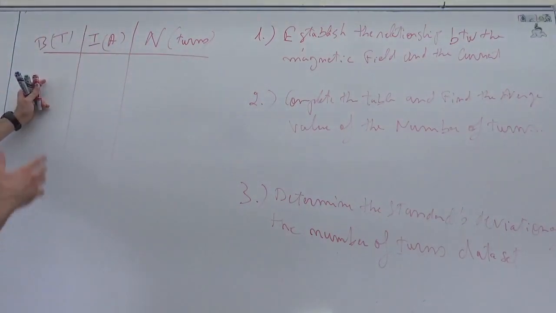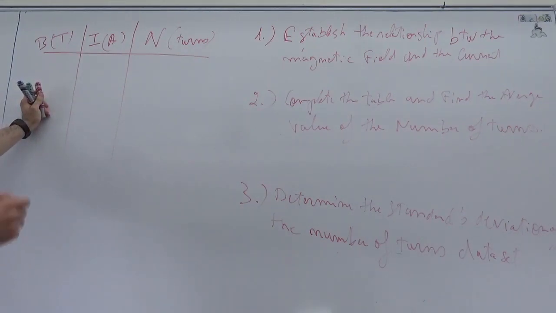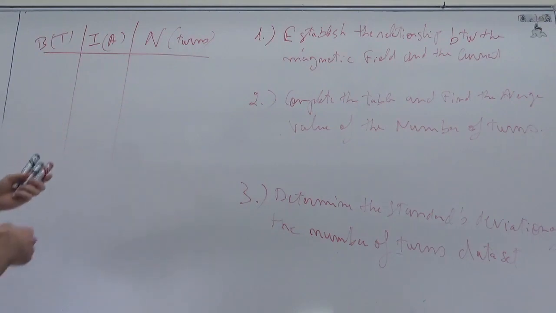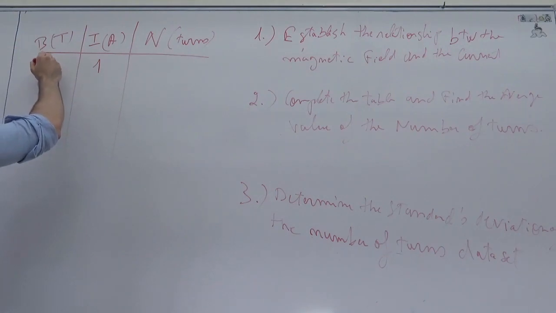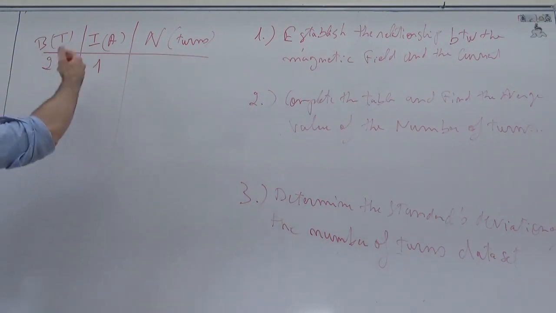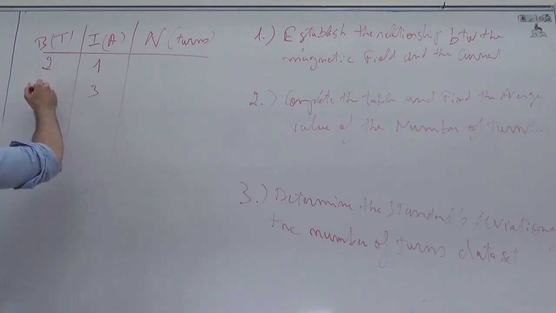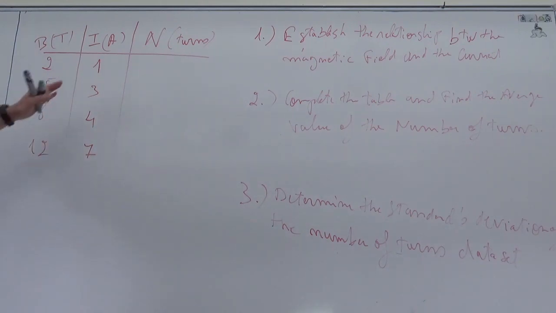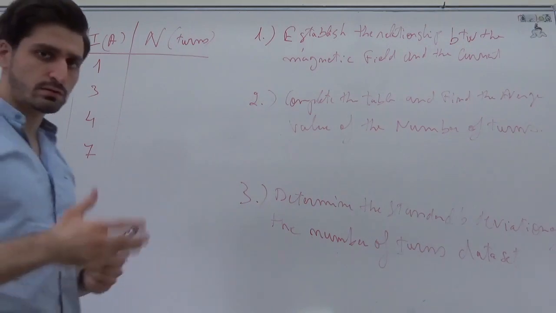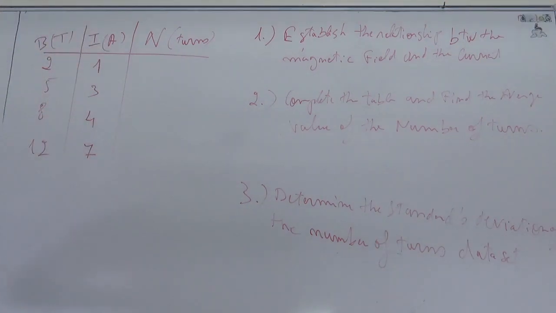So over here, for example, let's say we have a solenoid, and you are applying a certain electrical current to that solenoid. But each time you apply an electrical current, you are going to be measuring the corresponding magnetic field. So let's say you apply a current of 1 amp, then you measure a magnetic field of 2 Tesla. Then you change the current to 3, and you obtain a value of 5. Then you change the current to 4, you obtain a value of 8. Then you change the current to 7, and you obtain 12 Tesla. So each time you are applying an electrical current to that solenoid, you are determining the corresponding magnetic field.